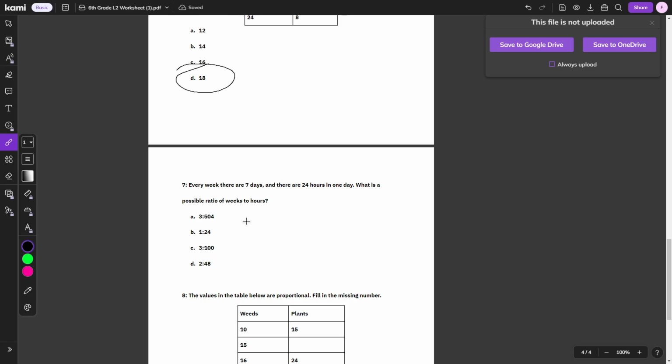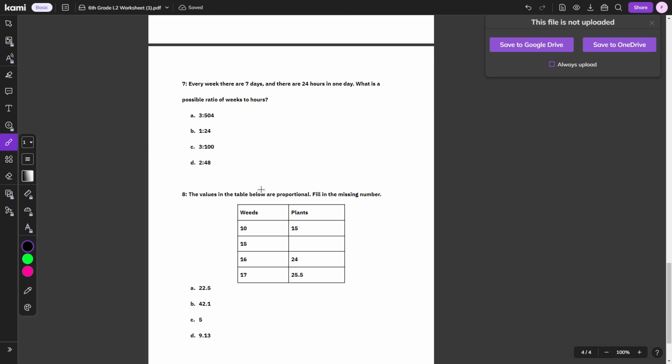Every week, there are 7 days, and there are 24 hours in one day. What is the possible ratio of weeks to hours? This one's a little bit tricky because you have to go through multiple conversions. The answer is A, and I'll show you why. There's 7 days. There's 24 hours in one day. What is the possible ratio of weeks to hours?